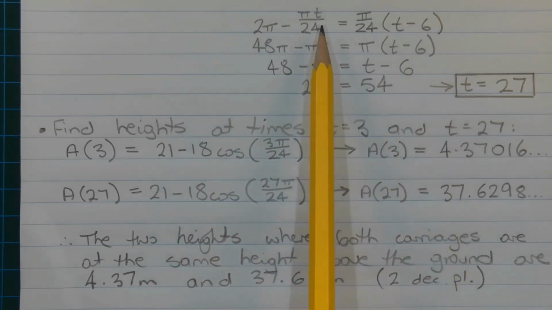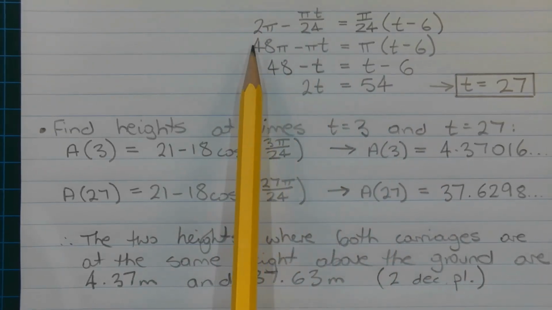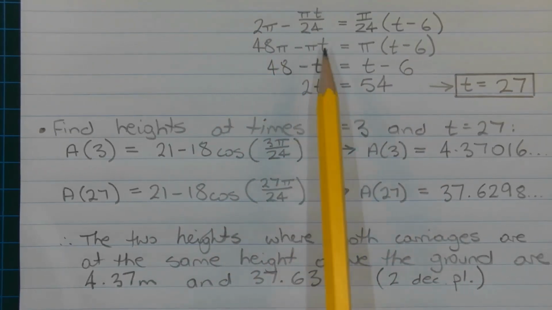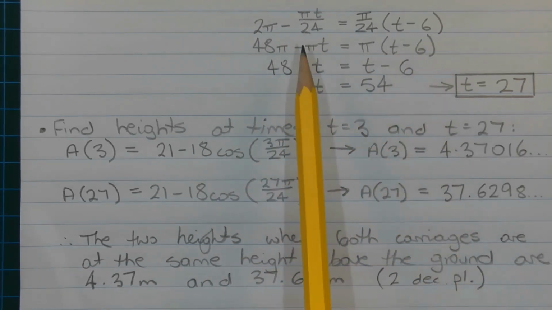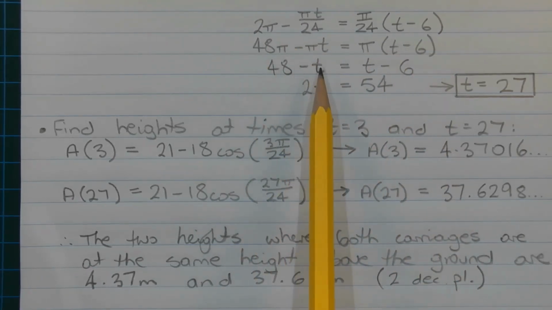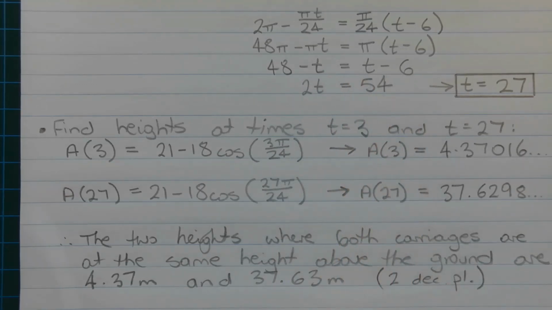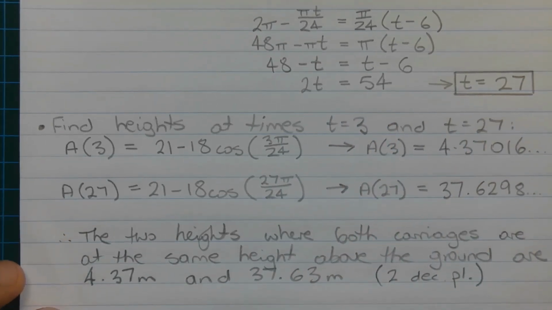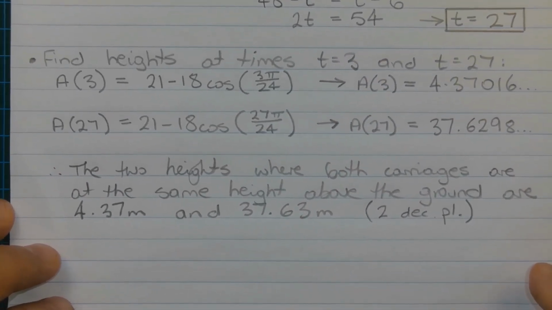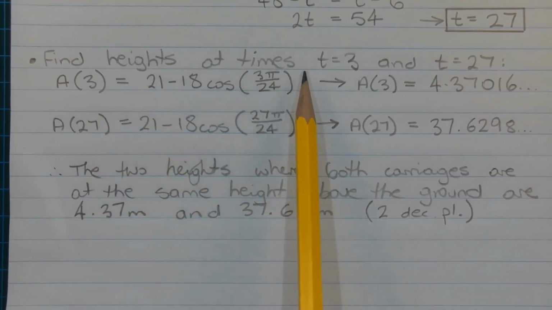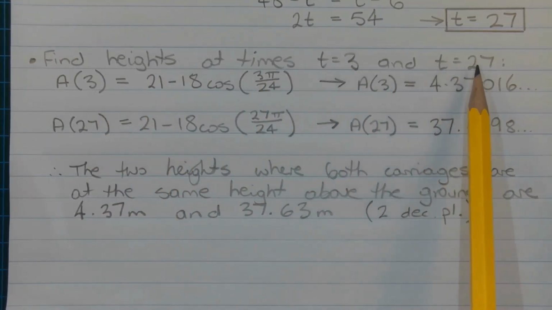Multiplying all terms by the denominator 24, we get 48 pi minus pi t is equal to pi times t minus 6. Dividing all terms by pi, we get 48 minus t is equal to t minus 6. Collecting like terms, we get 2t is equal to 54, so t is equal to 27, and that's our second solution. Finally, we need to find the heights at the times where t is equal to 3 and t is equal to 27, because that's what the question is asking for.